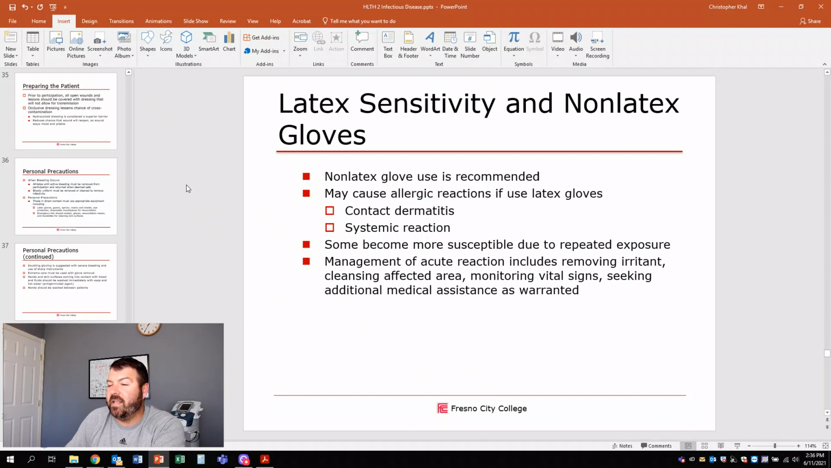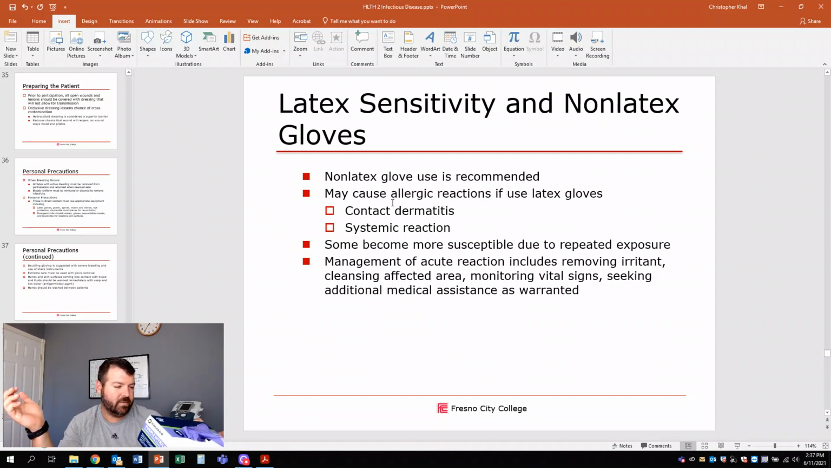All right, latex and non-latex gloves. Non-latex gloves are recommended nowadays, just because of the high allergic reaction rate to latex in a lot of individuals. Some of it's just contact dermatitis, so wherever you touch them, they're going to break out in hives. A lot of times you want to use anything non-latex, because it may not be just contact dermatitis, but a system-wide reaction. Most of the time you can't tell the difference nowadays, but you have to make sure that the box says latex-free.